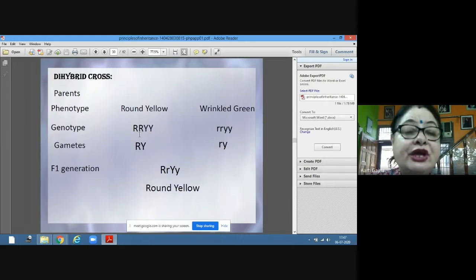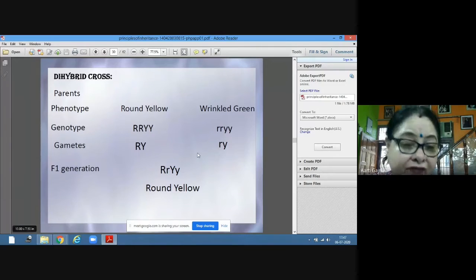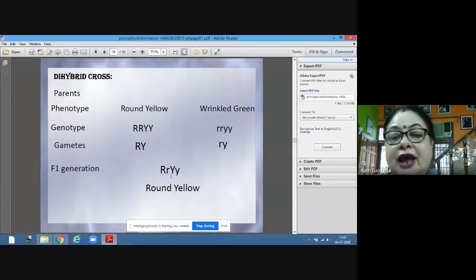Now, what would be the gametes of capital R, capital R, capital Y, capital Y? Capital R, capital Y, and the other gamete would also be capital R, capital Y. Both gametes would be the same, capital R, capital Y. Here also both gametes would be the same, small r, small y. But in the F1 generation, all were round and yellow because they were having capital R and capital Y.